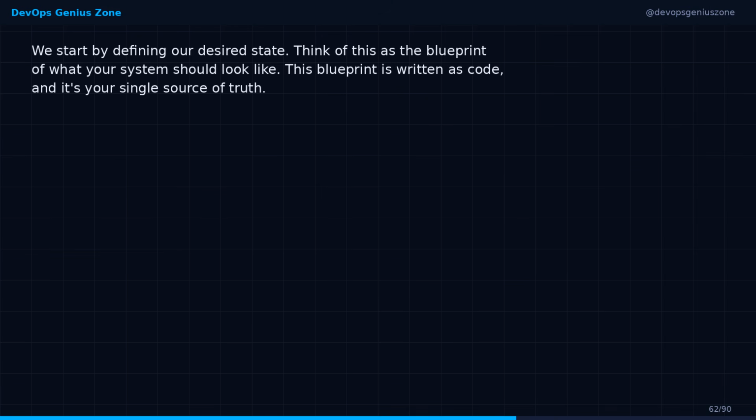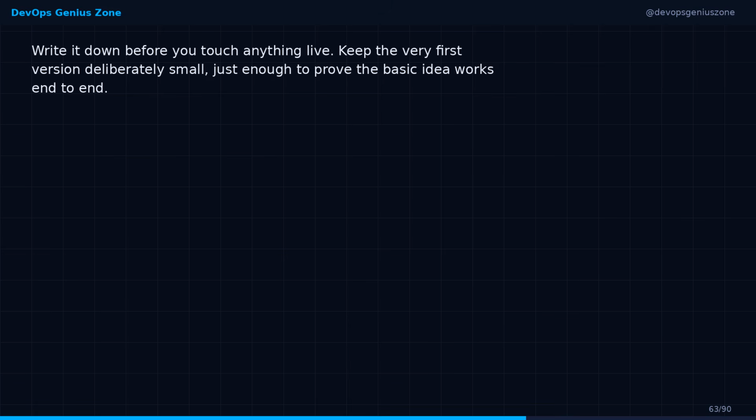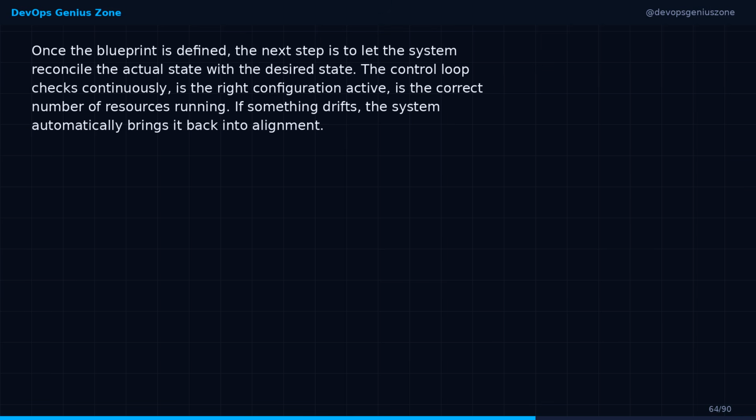Once the blueprint is defined, the next step is to let the system reconcile the actual state with the desired state. The control loop checks continuously: is the right configuration active, is the correct number of resources running. If something drifts, the system automatically brings it back into alignment. I'll demonstrate a simple drift scenario and how to debug Kubernetes pod failures like a senior engineer self-heals.